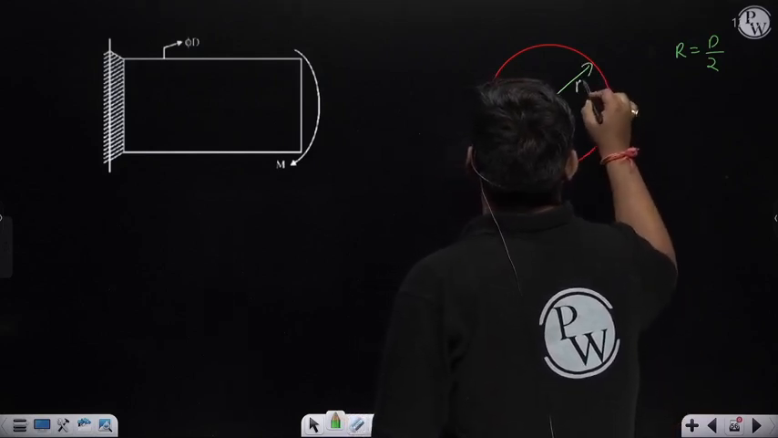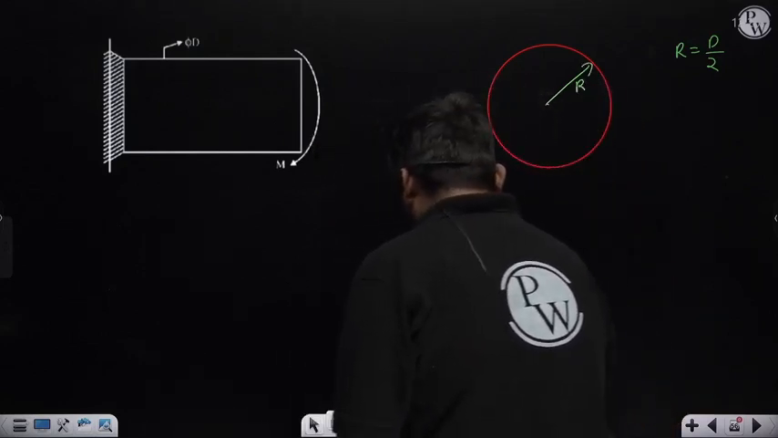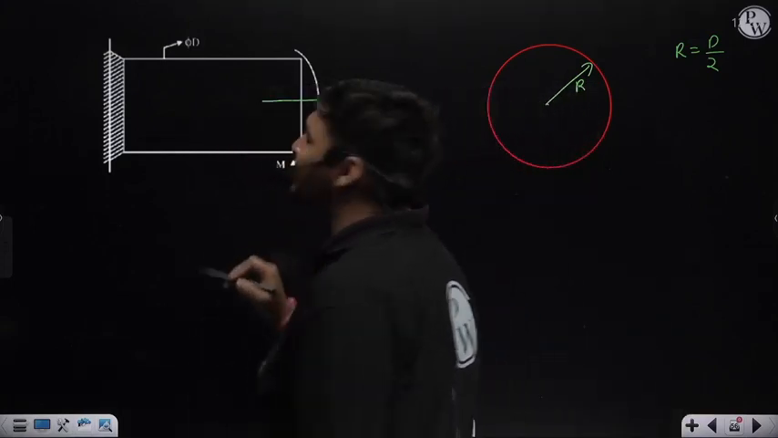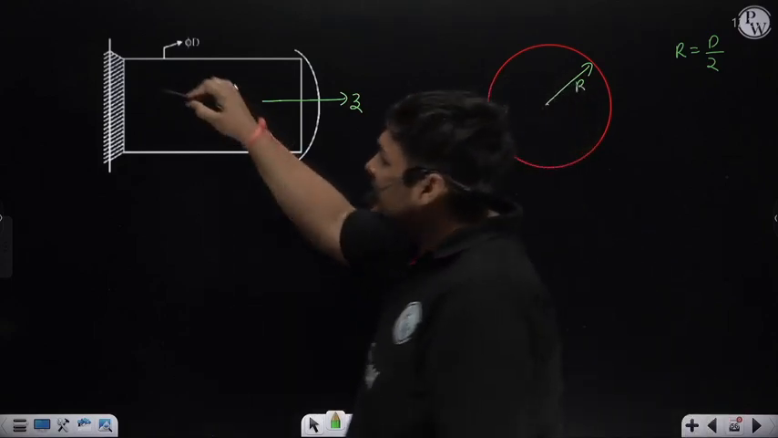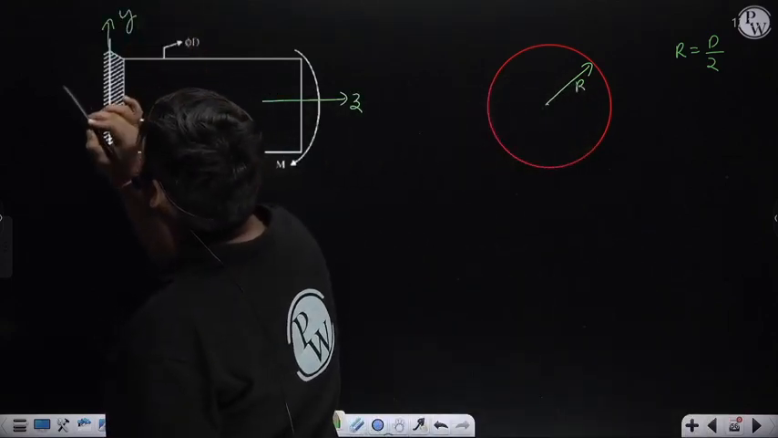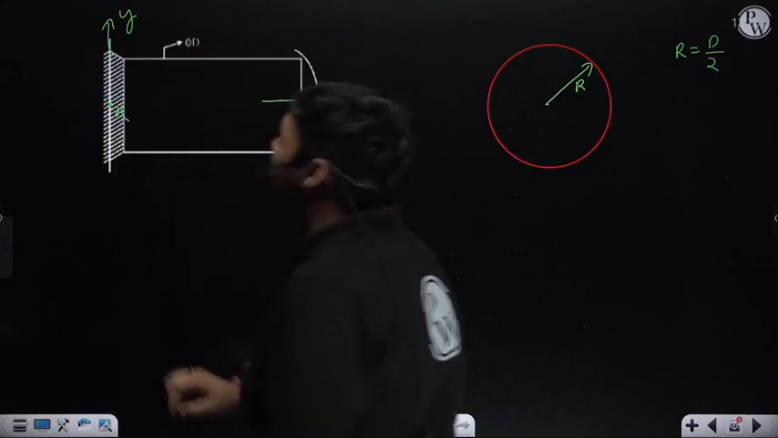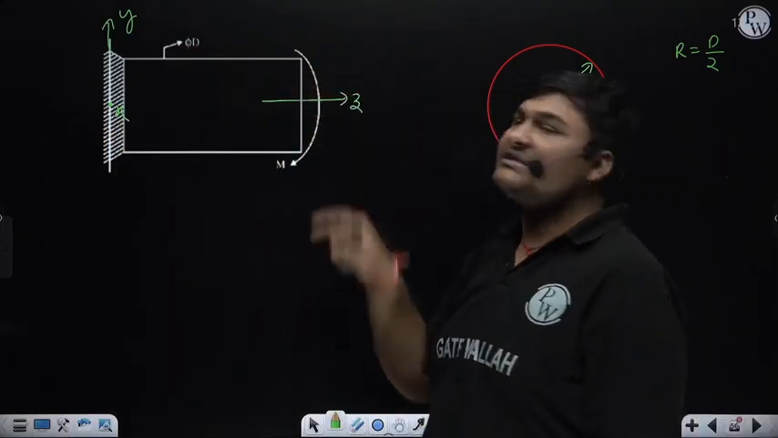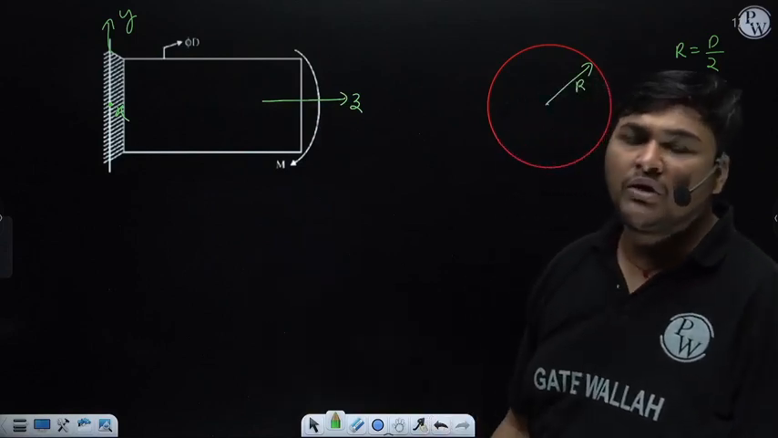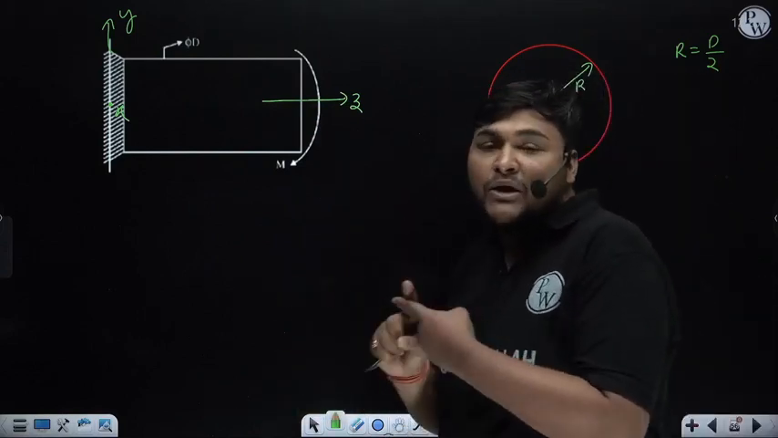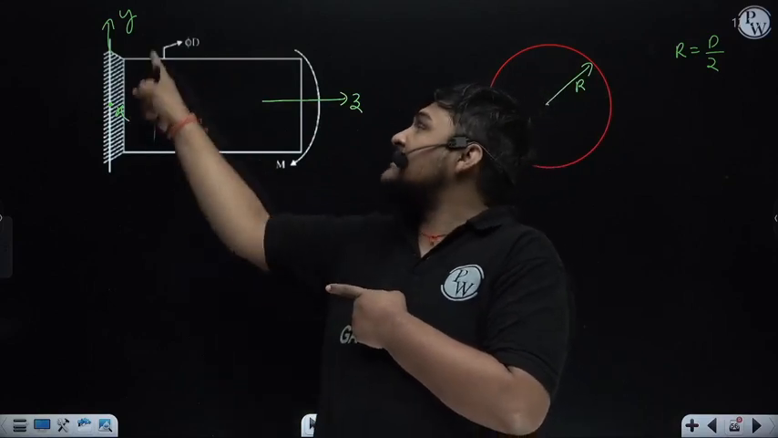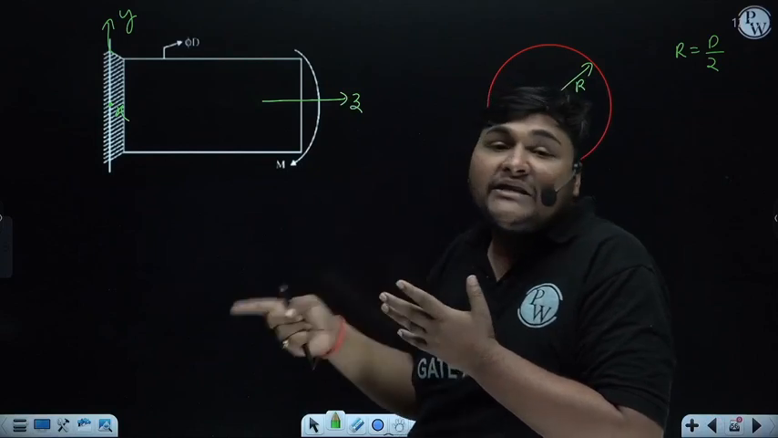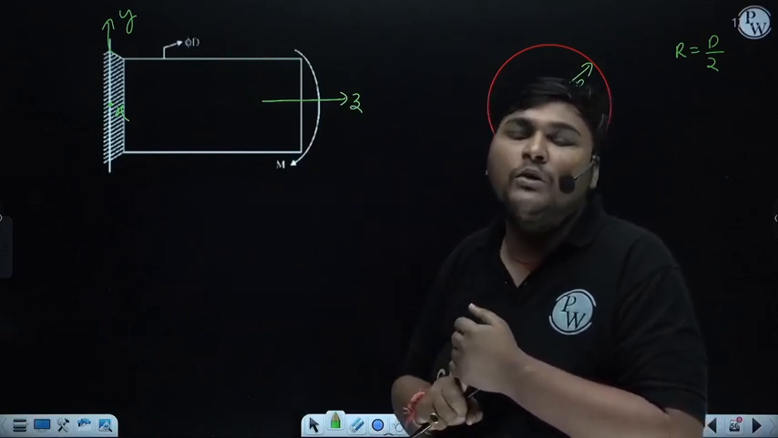Now, you will see this moment is acting about the z axis, which is the perpendicular axis for the plane of weld. This is the y axis, and this is the x axis, and the x axis is the along axis for the plane of weld. Here the z axis is perpendicular to the plane of weld, and the x and y axes are along the plane of weld. And this moment is acting about the x axis, which is along the plane of weld.